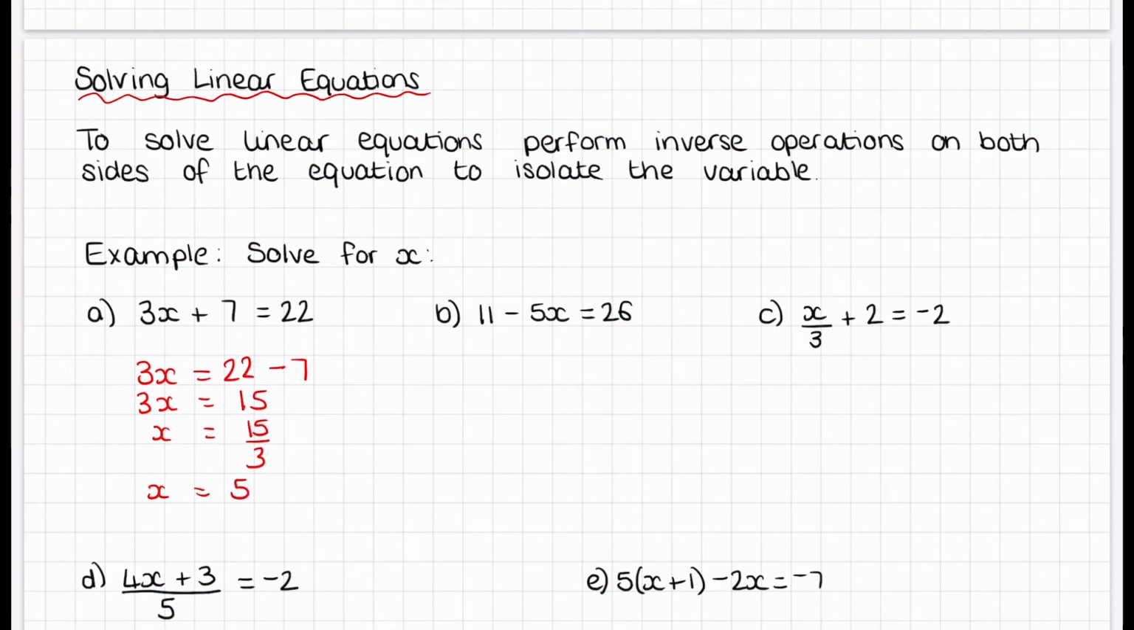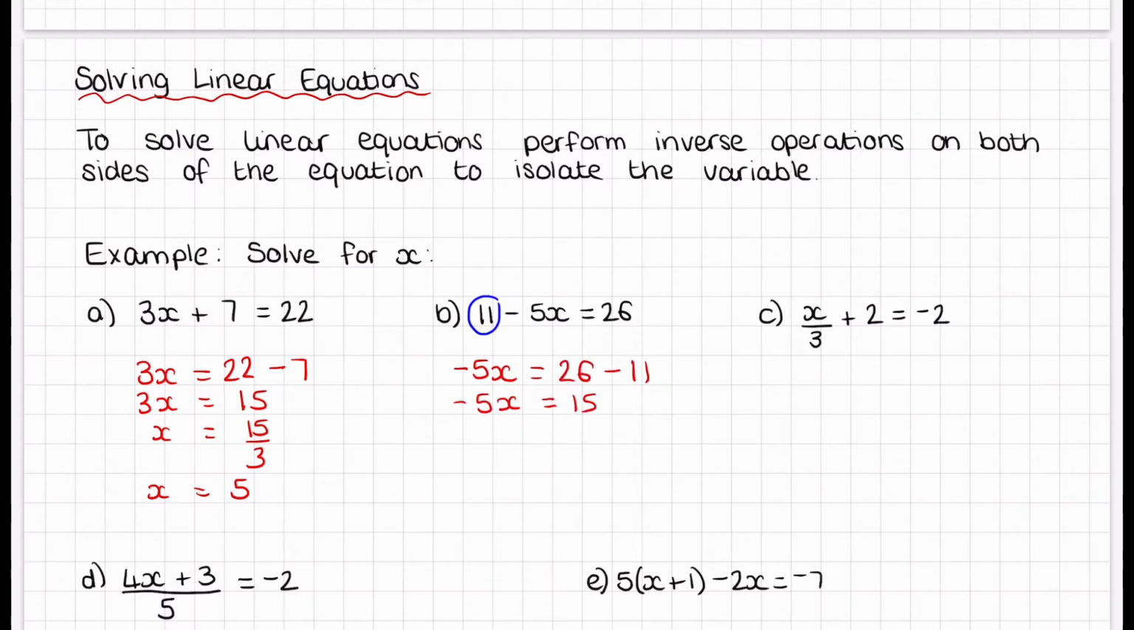Part B, 11 minus 5x equals 26. So the first thing with linear equations is we try to get rid of the constants that are added or subtracted to the x. So here we've got this 11. Now that 11 is positive, the negative after it is attached to the 5x, so we'll just look at it as a positive 11. So to get rid of positive 11, we have to minus 11 from both sides.